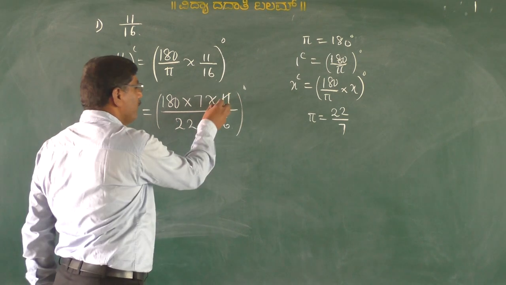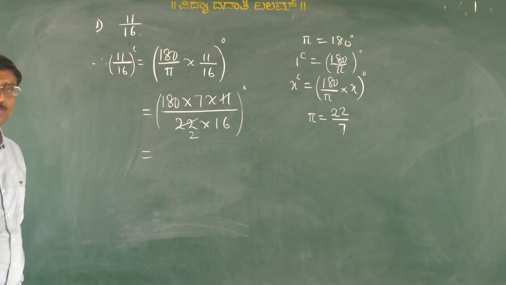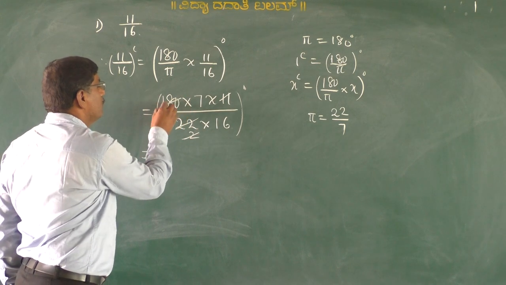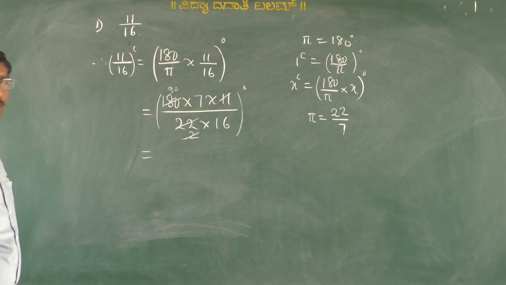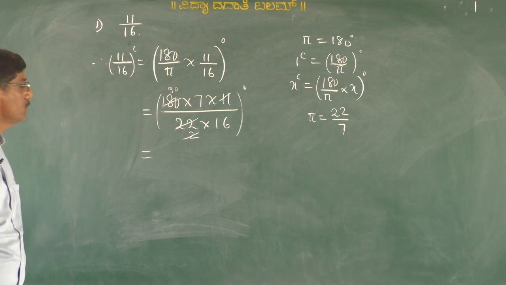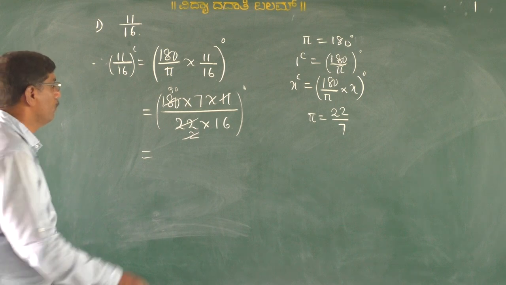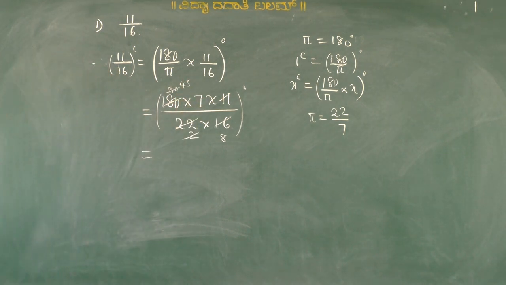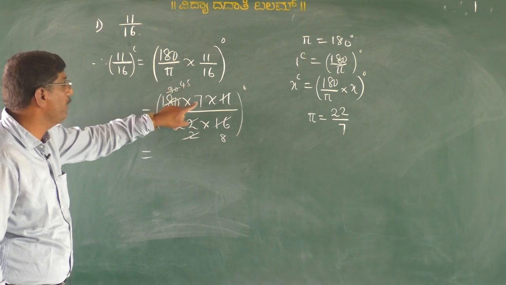Now we know simplification. 11 × 1 = 11, 11 × 2 = 22, isn't it? 2 × 1 = 2, 2 × 90 = 180. If you simplify, 0 is there. We can simplify further. 2 × 8 = 16, 2 × 45 = 90, isn't it? Now simplifying 45 × 7.